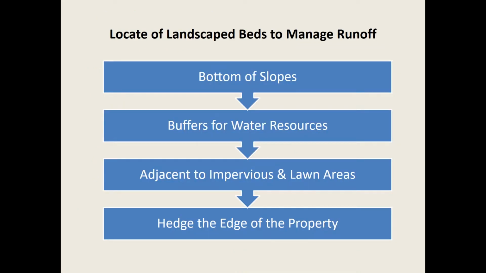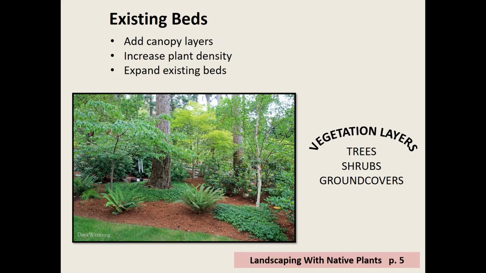To best manage runoff, locate landscape beds at the bottom of slopes, along water resources, between impervious surfaces and lawn that you want to keep, or along the edge of your property. One of the ways to meet HIP requirements would be to expand an existing bed. You can add canopy layers or increase plant density, or just expand them and add more plants and mulch. The vegetation layers shown here are the trees, shrubs, and ground covers.